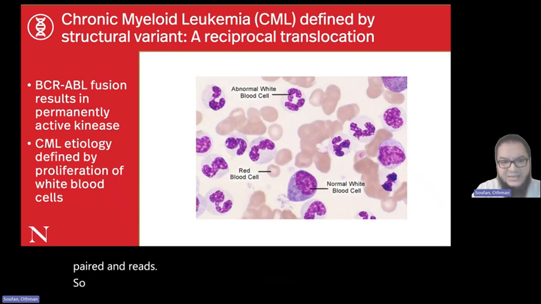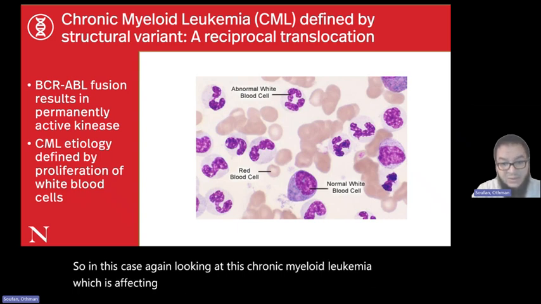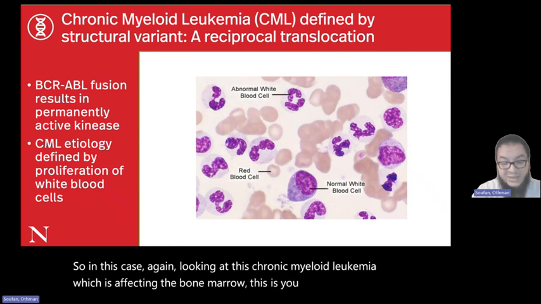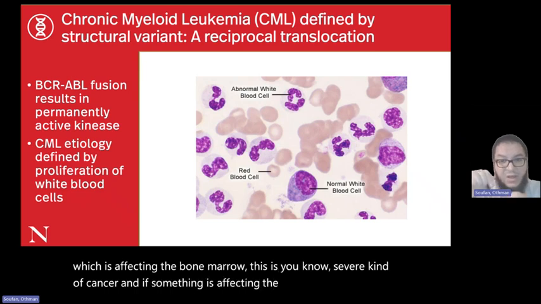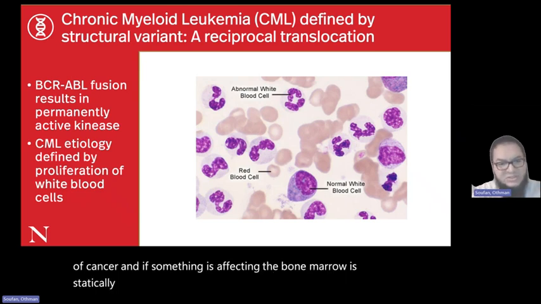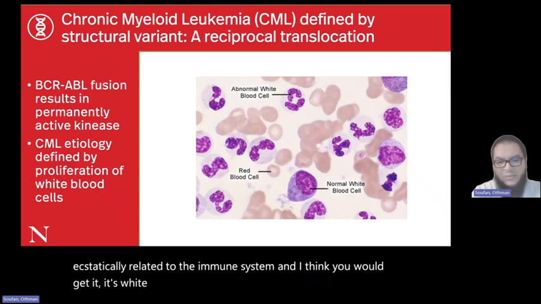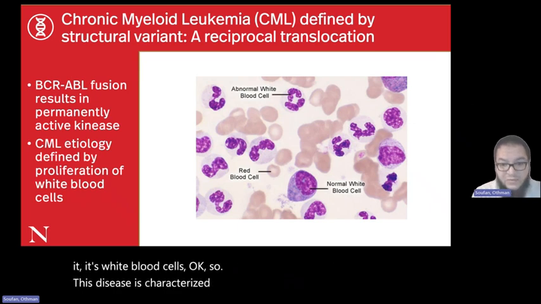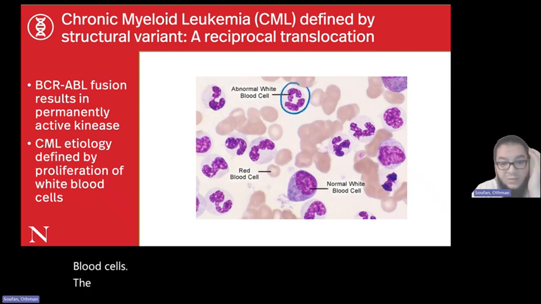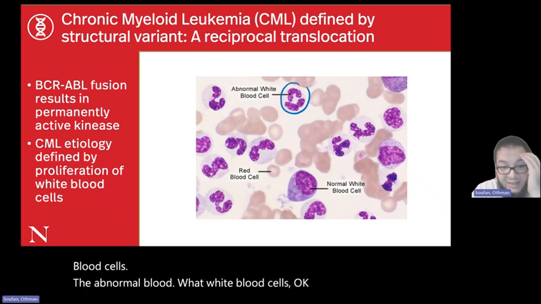So in this case, again, looking at this chronic myeloid leukemia, which is affecting the bone marrow, this is a severe kind of cancer, and if something is affecting the bone marrow, it's directly related to the immune system, and I think you would get it. It's white blood cells. Okay, so this disease is characterized by the overproduction of white blood cells, the abnormal white blood cells.